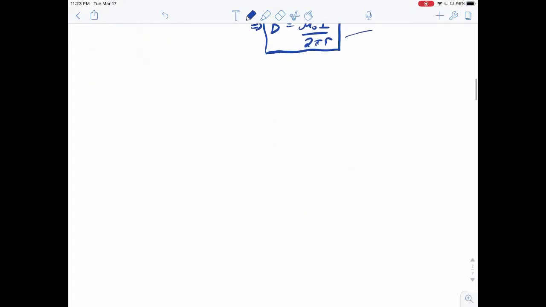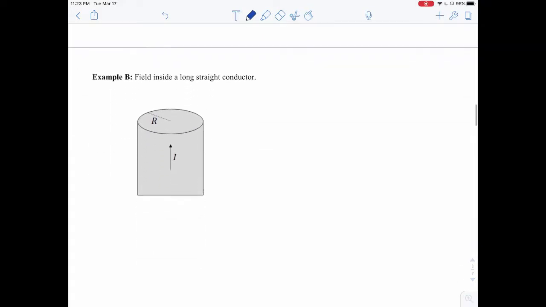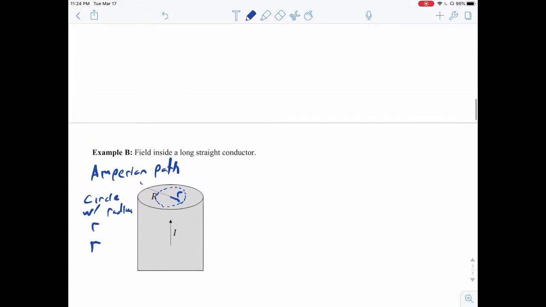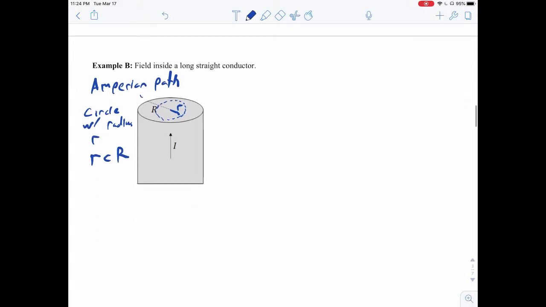Now let's go to example B, which is asking us to find a function for the field inside the conductor. So in this case, we want to find a function for the magnetic field at a distance of r, but now our r is smaller than big R, which is the radius of the entire conductor. So that's our Amperian path. It's still a circle with radius r, but now this is smaller than big R, the radius of the entire conductor.